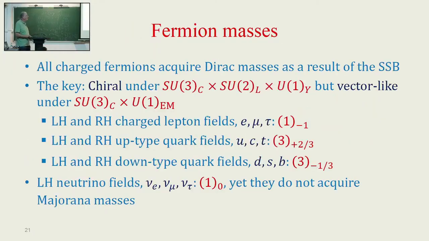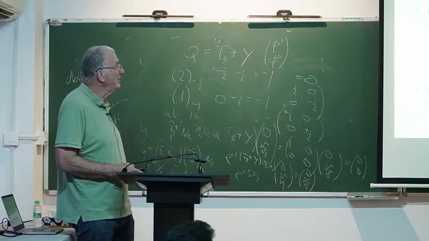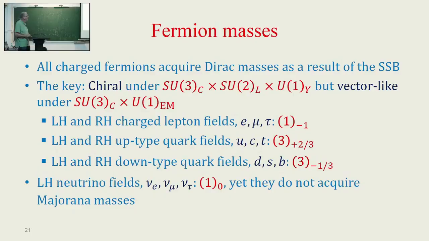So, all charged fermions, we've seen now, acquire Dirac masses as a result of the spontaneous symmetry breaking. They were chiral and charged under the full imposed symmetry, but under the symmetry that is not spontaneously broken, they are vector-like, all the charged ones. The E, mu, and tau, 1 minus 1, left and right. The U, C, and T, 3 plus 2/3. The D, S, and B, 3 minus 1/3. Well-defined quantum numbers, and the same for the left-handed and right-handed. So vector-like representation of SU3 color cross U1 electromagnetism.